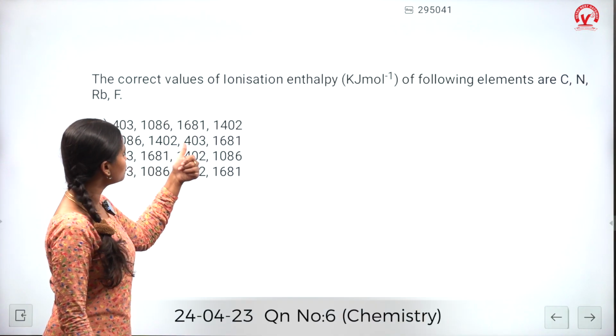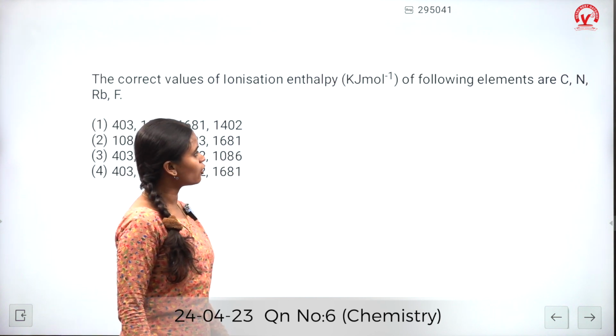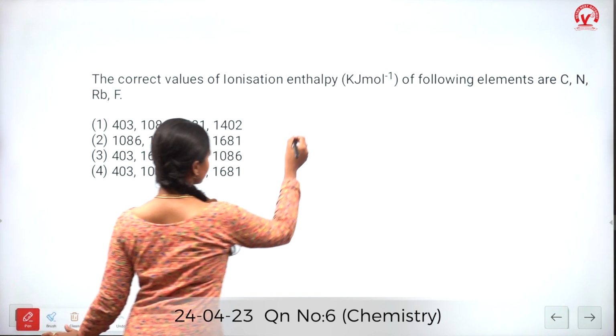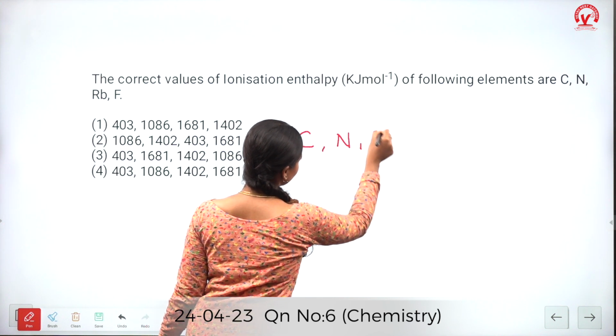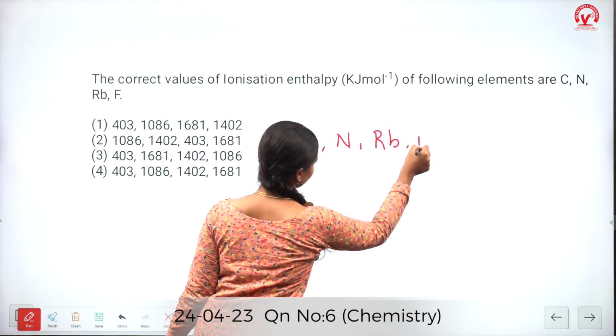The correct values of ionization enthalpy of the following elements are carbon, nitrogen, rubidium and fluorine.